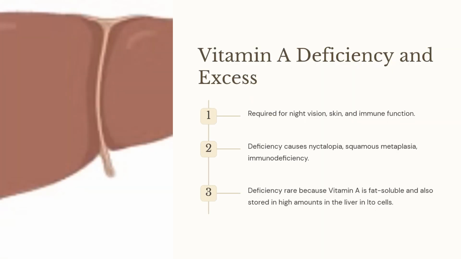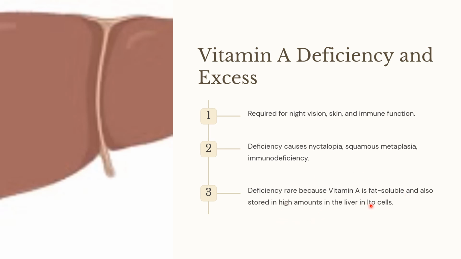Let's learn about vitamin A deficiency and vitamin A excess. Vitamin A is required for our night vision, skin and immune function. So when vitamin A is deficient, it will result in nyctalopia. Skin is abnormal, so it will result in squamous metaplasia and immunodeficiency. The deficiency is generally rare because vitamin A is fat soluble and it is also stored in high amounts in the liver in Ito cells.